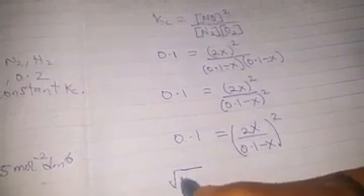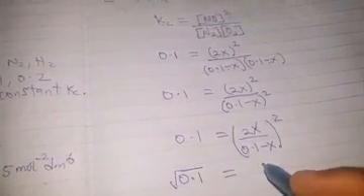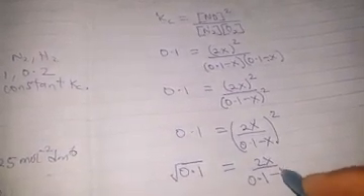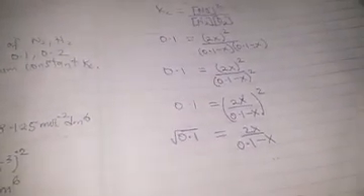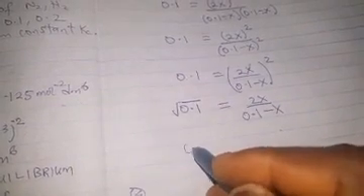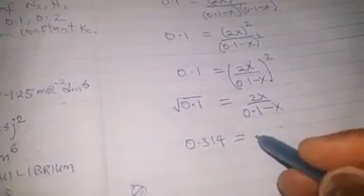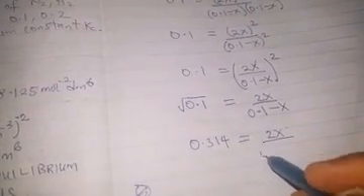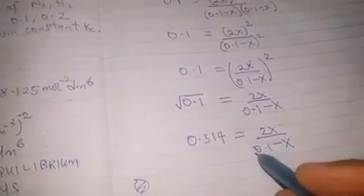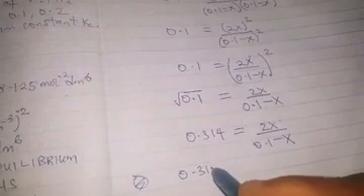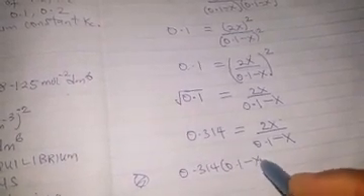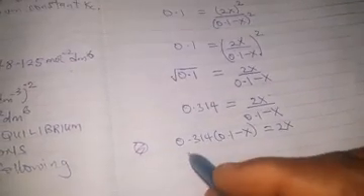So if we take the square root of this, we find the square root of 0.1, which is now going to give us 2X all over 0.1 minus X. Okay, so the square root of 0.1 here should give us 0.314, equal to 2X all over 0.1 minus X, which when we cross multiply, we are going to get 0.314 into 0.1 minus X is equal to 2X.